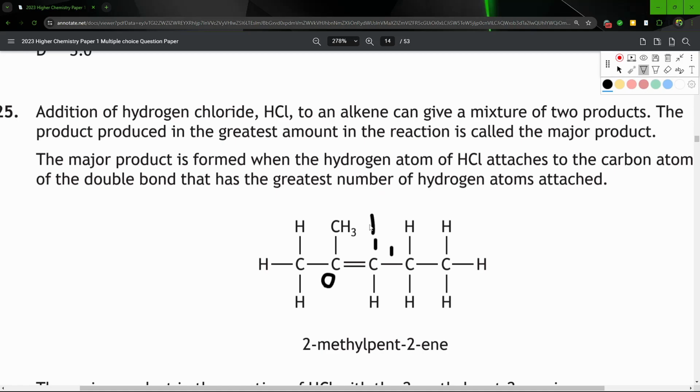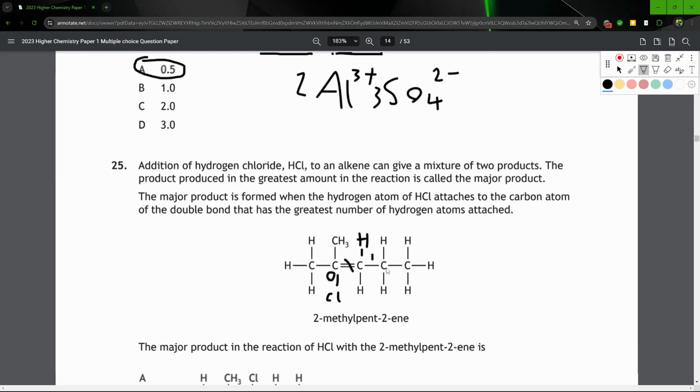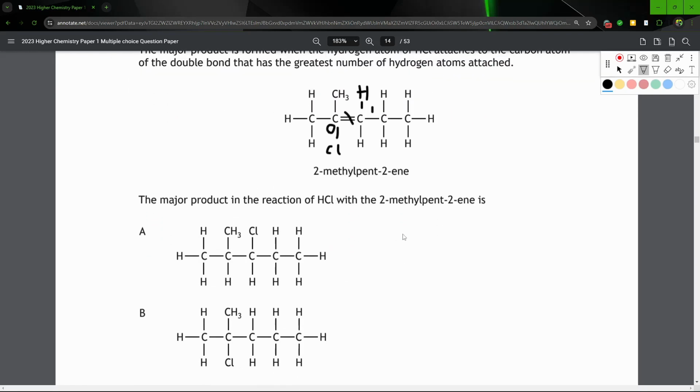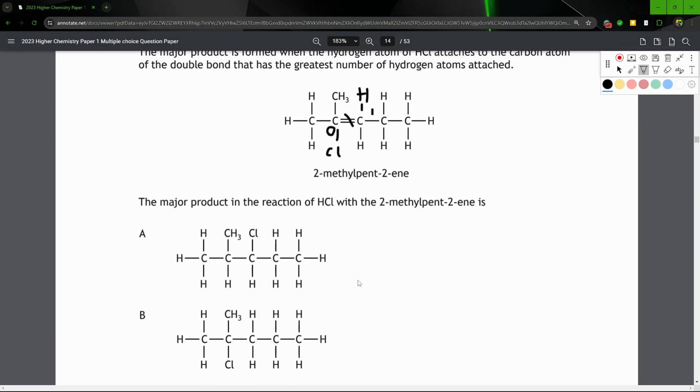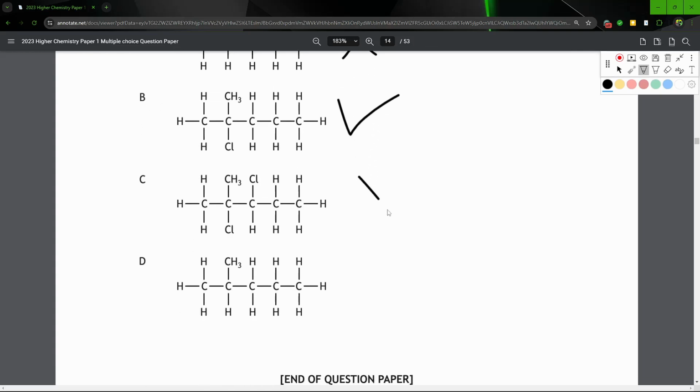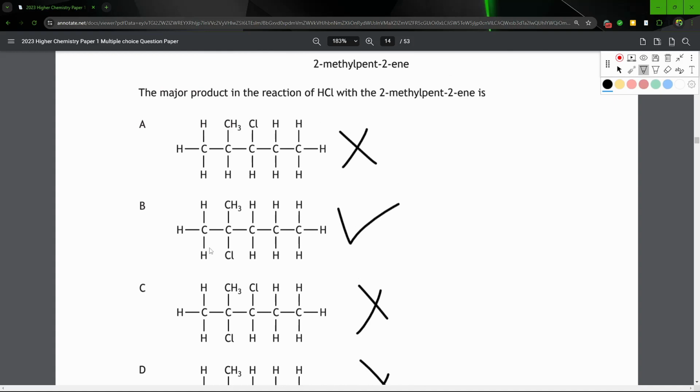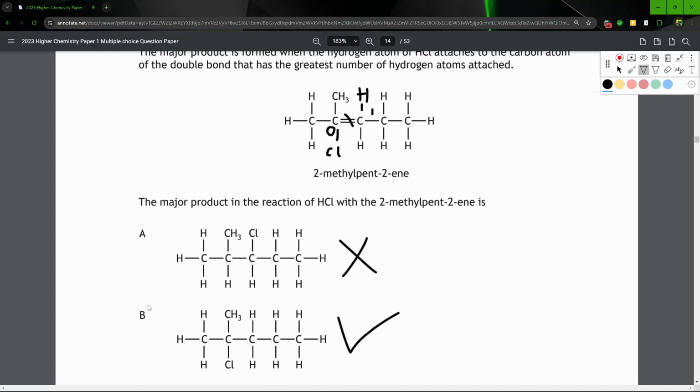It's a hydrogen atom, which means we're going to have the chlorine atom here, and this double bond is obviously going to be removed. So we'll go and have a look down here so you can find A. So that's swapped around. That looks correct. That's 2 chlorine, that's 2 hydrogen. So it's going to be B.